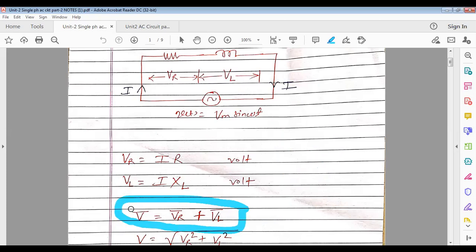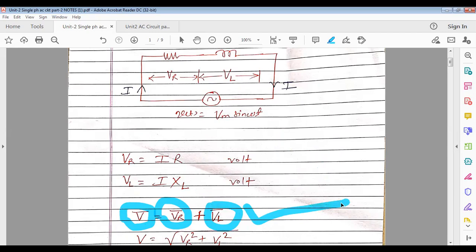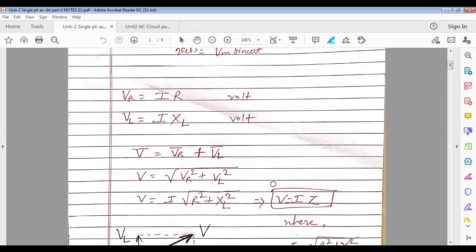That's why here I have written phasor addition of VR and VL, with a bar on top. So the phasor sum of VR and VL is phasor V, meaning magnitude and angle both. Here also magnitude and angle both. You consider magnitude and angle both, and only then KVL gets satisfied. So you can write this like this also.